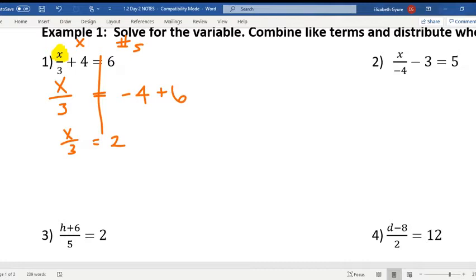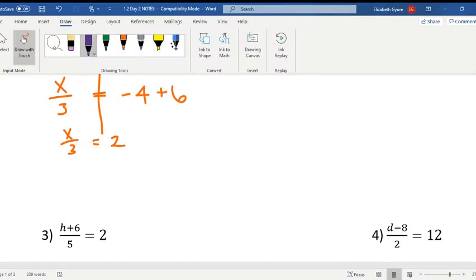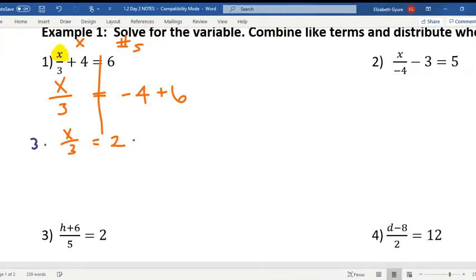And then how do you think we're going to get rid of this 3 now? Right, we're currently dividing, so we're going to multiply. So multiply both sides by 3. The 3's on the left will cancel, and 2 times 3 is 6. Exactly. Good, Mason.